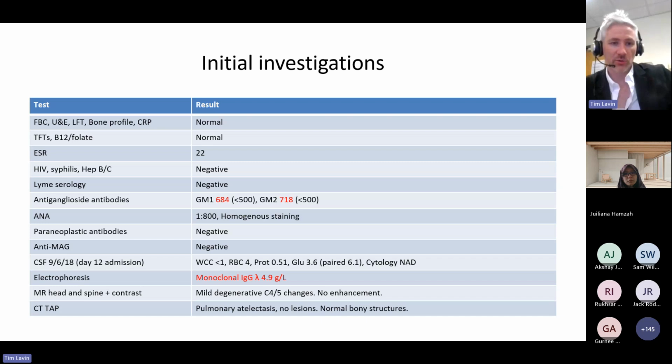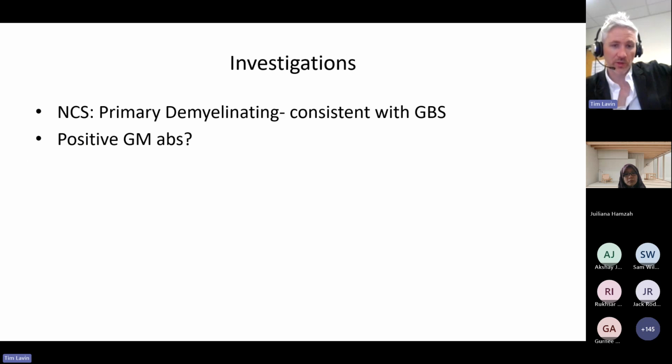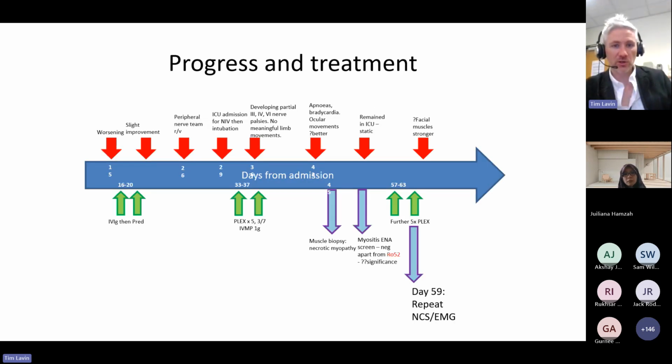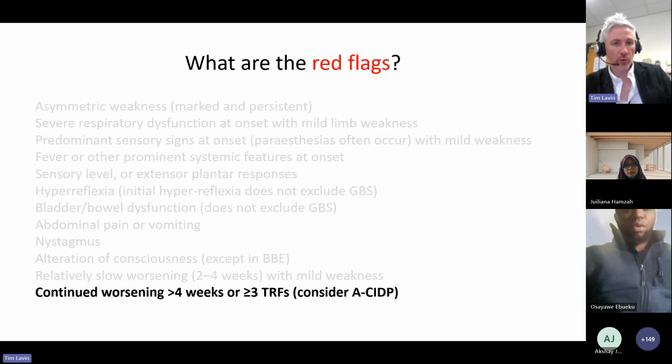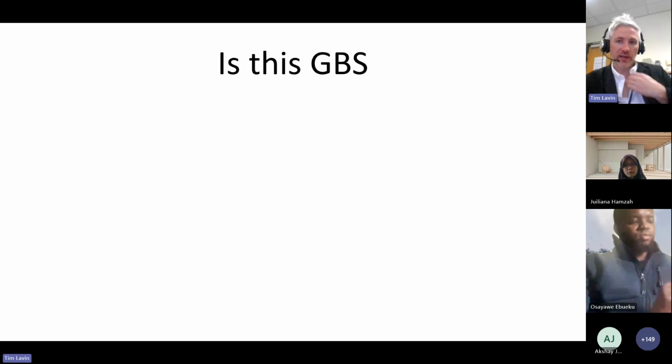He had loads of tests done, and I won't go through all the tests, but he did have some positive ganglioside antibodies. And his neurophysiology was completely consistent with GBS. So surely home and dry, it's GBS, treat his GBS. You think that, but he had tons of treatment and got worse, had transient improvements, then got worse again. Basically we were flailing a little bit. So he had one red flag given his progression.